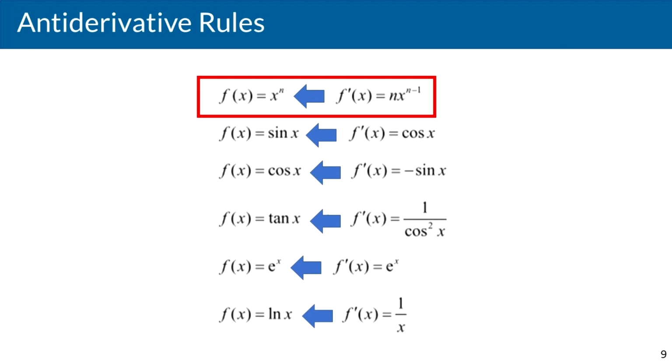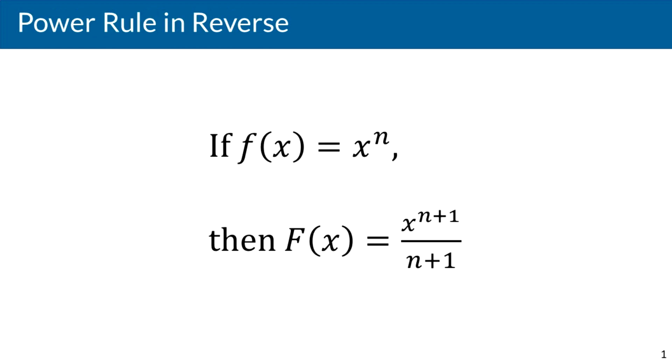So when we used power rule before to find the derivative, we always said reduce the exponent by 1 and multiply in front by the old exponent. And now going in reverse, we're going to actually increase the exponent by 1 and divide by the new exponent. You can confirm for yourself that this is the actual antiderivative by just taking the derivative again, and you'll see that you end up with x to the n.